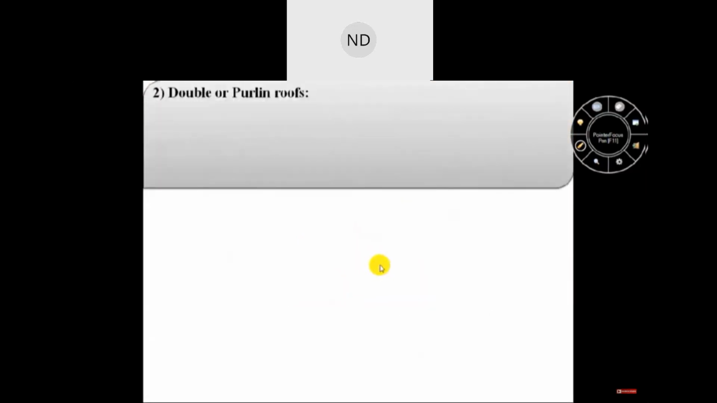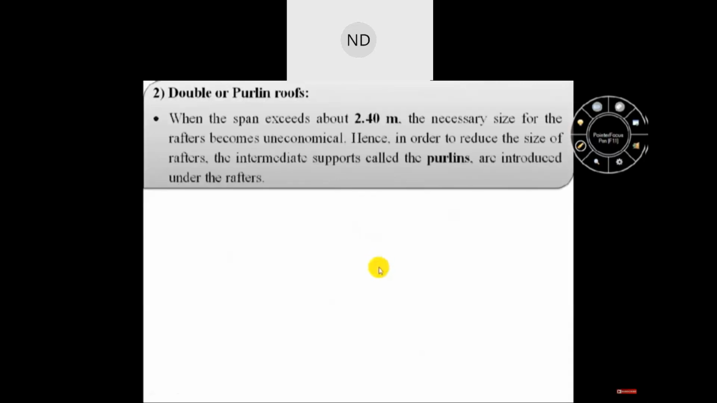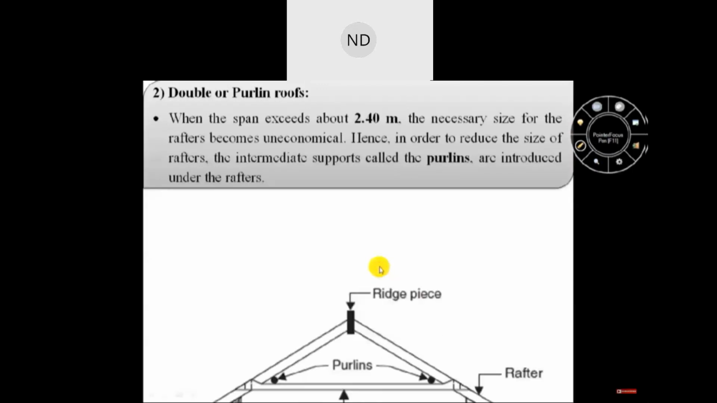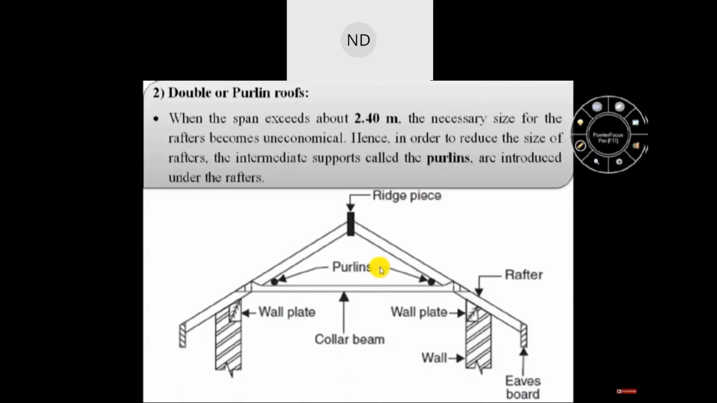Now we will see the second type of pitch roof, that is the double or purlin roof. When the span exceeds about 2.14 meters, the necessary size for the rafters becomes uneconomical. Therefore, in order to reduce the size of rafters, intermediate supports called purlins, as shown in this image, are introduced under the rafter.